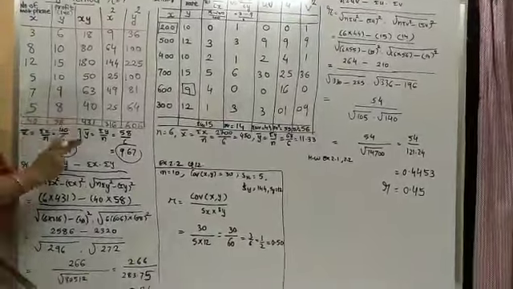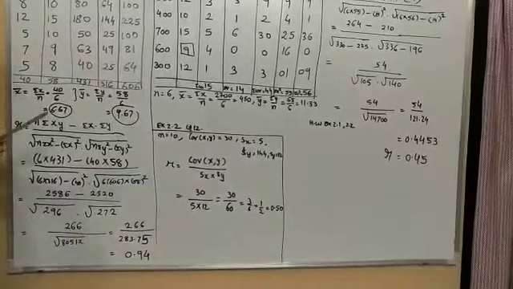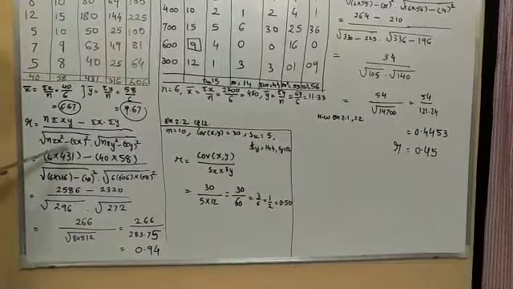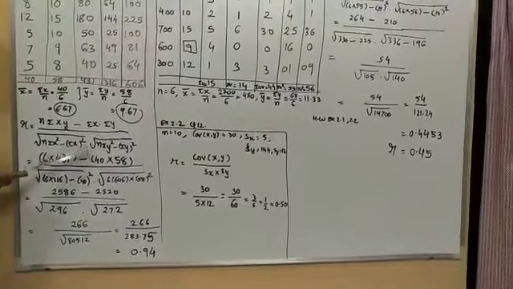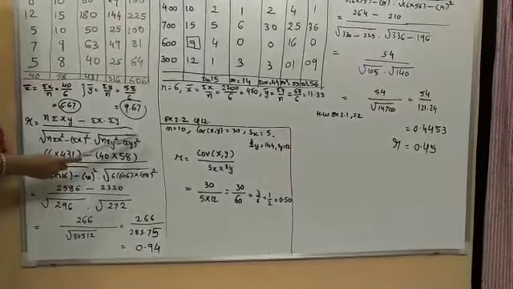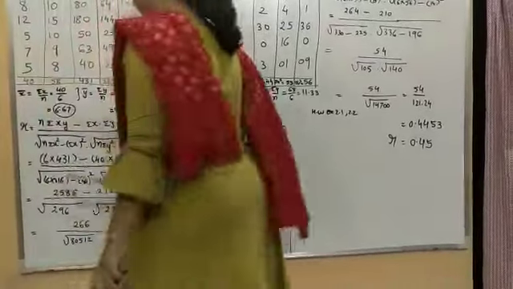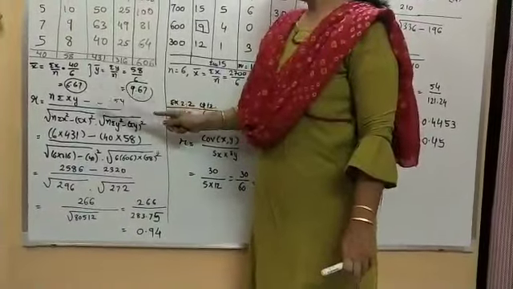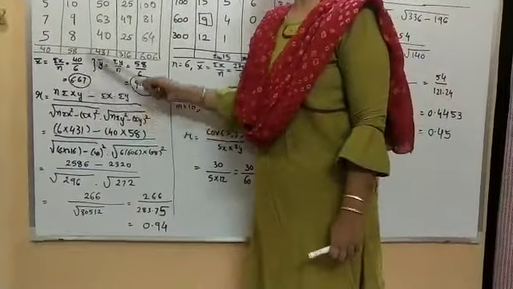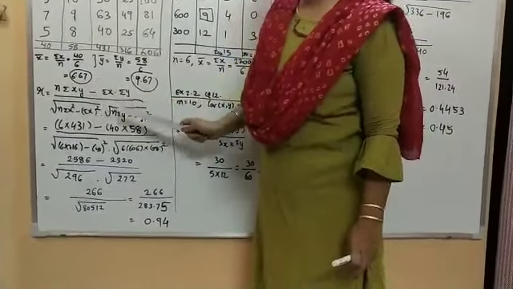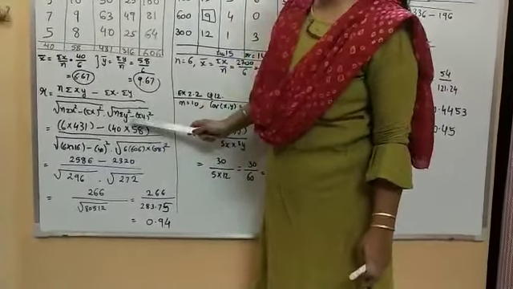R is equal to n sigma xy minus sigma x into sigma y, upon under root n sigma x square minus sigma x whole square, under root n sigma y square minus sigma y whole square. Is it clear? Okay. So now I am going to make the columns. As per this formula, what does it demand? That I need X and Y, 2 columns. So I have done X and Y columns. Then I want X square and then I want Y square. Did you see this? So I am going to make 2 columns, X square and Y square.